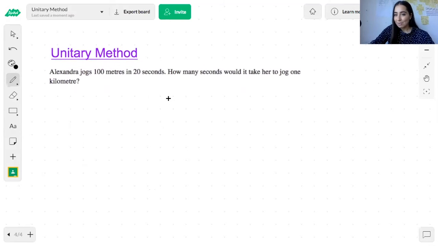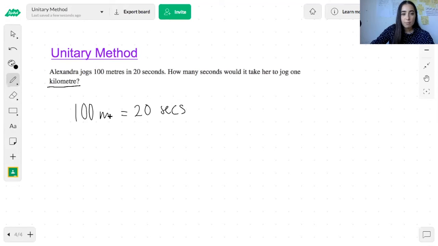Okay, let's look at the last example over here. So Alexandra jogs 100 meters in 20 seconds. So we're going to say 100 meters equates to 20 seconds. How many seconds would it take her to jog 1 kilometer? So we've got 1 kilometer and we've got 100 meters over here. So there are a few ways we can go about this, but the first thing that I'm going to do is I'm going to reduce this down to 1 unit. So I'm going to reduce this down to 1 meter. So that means we're going to divide by 100. What we do to one side, we do to the other side. So we're going to divide this side by 100 too. So 20 divided by 100 gives us 0.2.